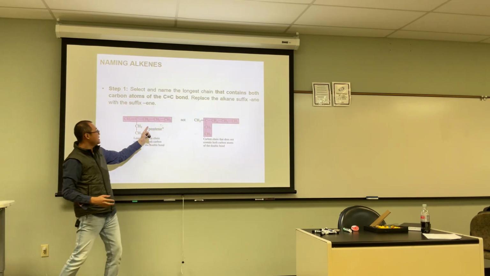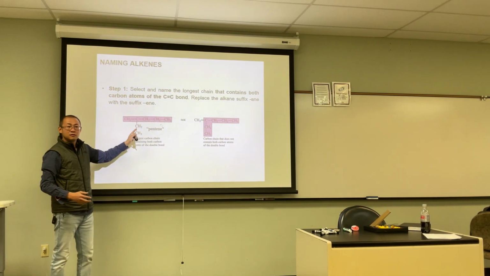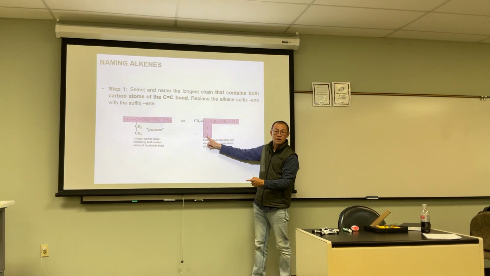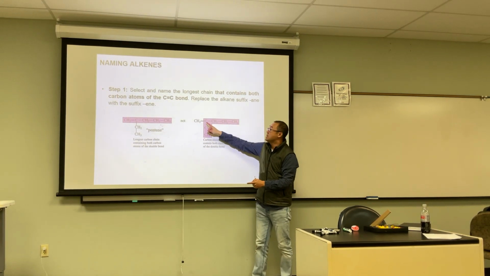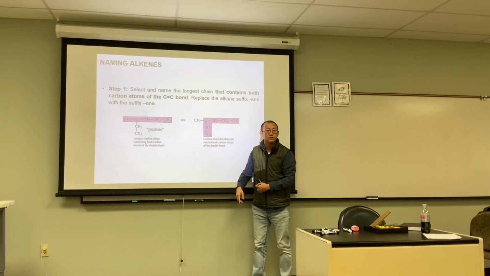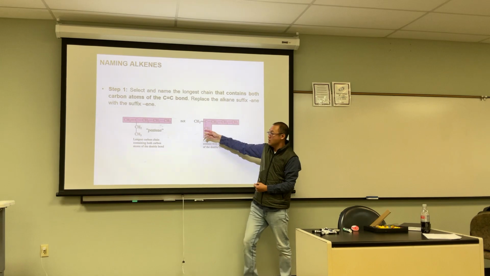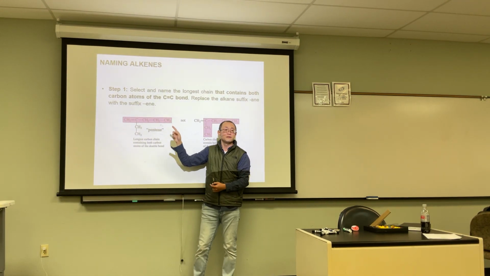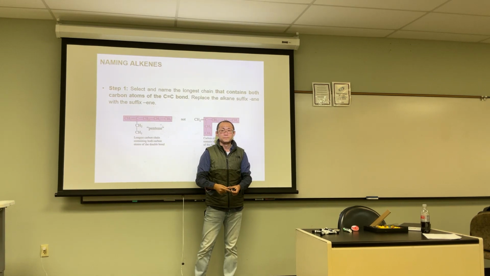For example, this molecule. Even though this is the longest chain, 1, 2, 3, 4, 5, 6, this is wrong. Why? Because the double bond carbon here is not included. So we do not choose this name. We choose here. Longest chain is what? Here. You guys see that?